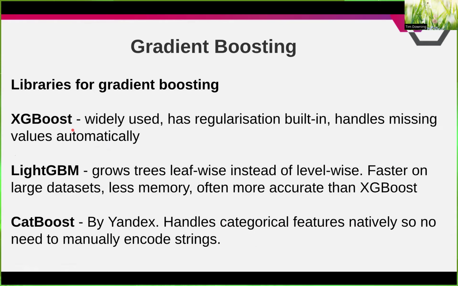There are different libraries that can be used for gradient boosting. XGBoost is probably the most widely used one. It has built-in regularization and handles missing values well. LightGBM is also effective. It can be faster on large data sets. Instead of working across different levels, it works across the different leaves of the tree, and can, in certain situations, outperform XGBoost. CatBoost is another option. It can also handle not just numerical data, but also string data as well.